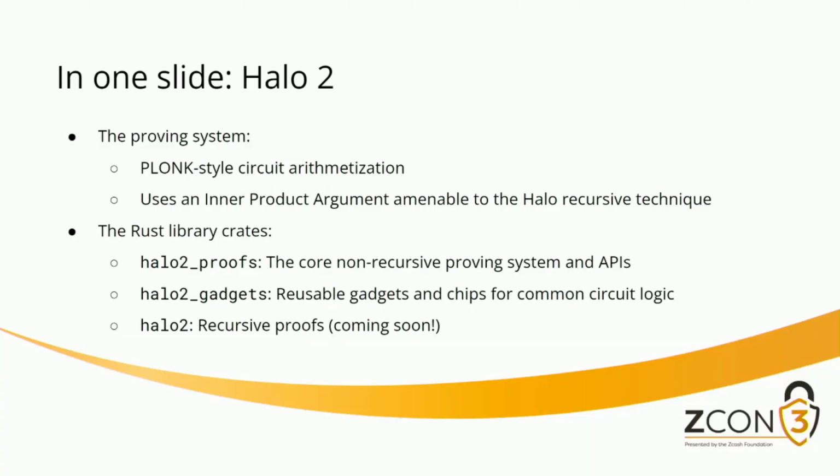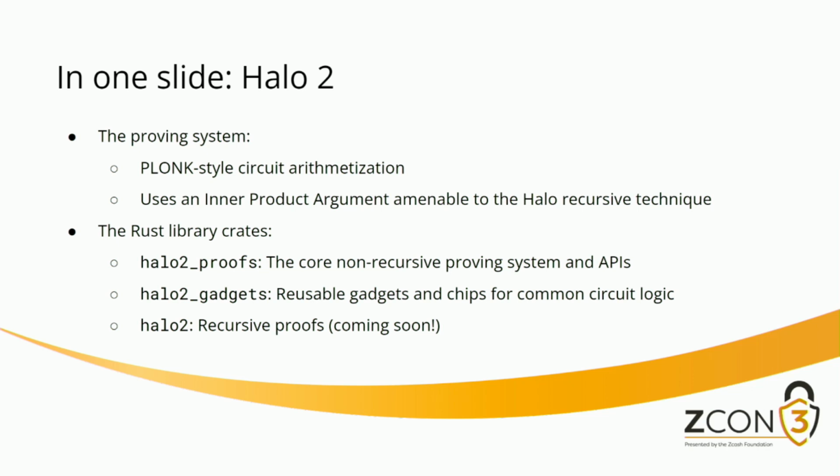So Halo 2, what is it, sort of at a broad level? Well, we have taken the PLONK-style arithmetization, first proposed in the PLONK paper, and we combine it via relatively standard zero-knowledge proof techniques, with an inner product argument that is amenable to the Halo recursive technique. That's it. It's a relatively straightforward extension of the ideas that were available at the time when we designed it.